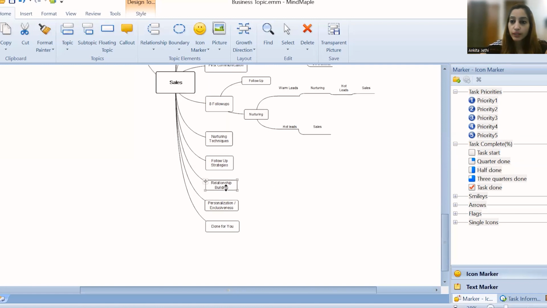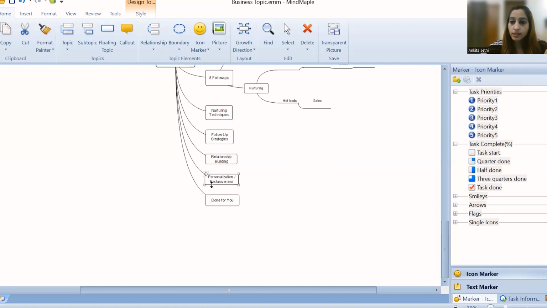And eventually we have to build the relationship. We don't have to be very formal in communication, and we don't have to be very personal in communication. We have to balance it out, like on what personal interest I can build a professional communication, and always give that exclusiveness to your client. Always give that exclusiveness to your client, that personalization, that extra comfort, that you are taking the responsibility for your client. The client doesn't have to take the responsibility.